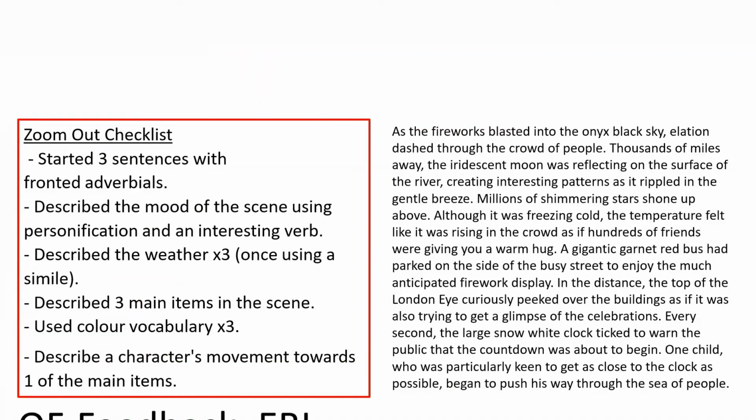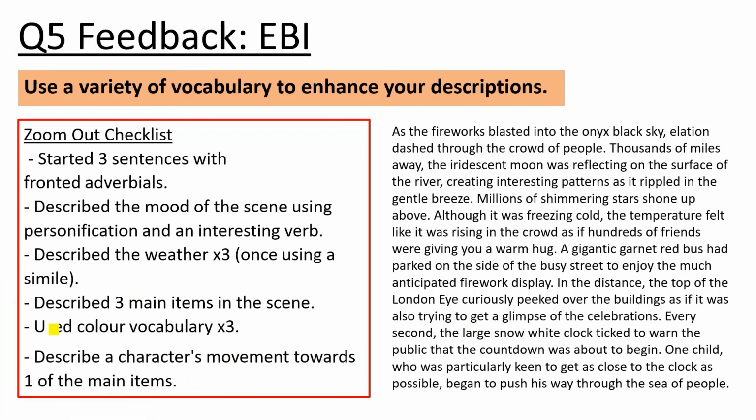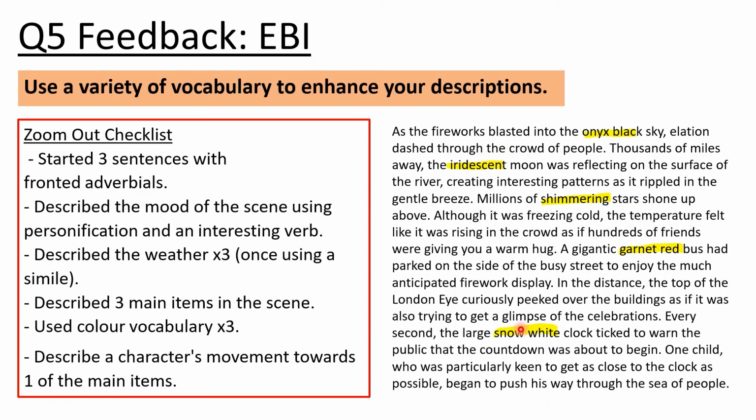Okay, now let's check my colour and sensory vocabulary in this paragraph. So we have onyx black, iridescent, shimmering, garnet red, snow white. That's about it, really. That's enough for this paragraph. So as you can see, I've got 1, 2, 3, 4, 5 in this one paragraph. I haven't included a piece in every single sentence, and that's what makes this paragraph good.